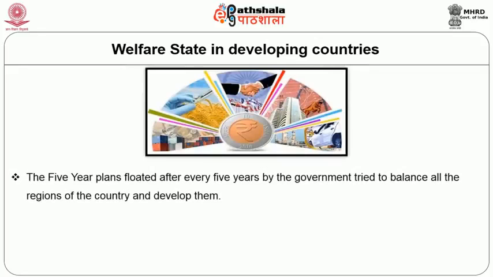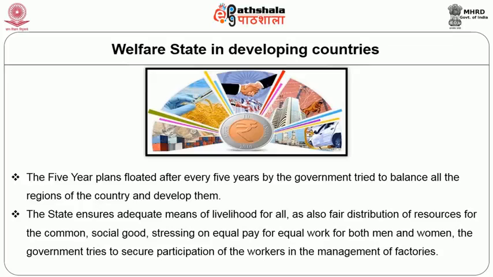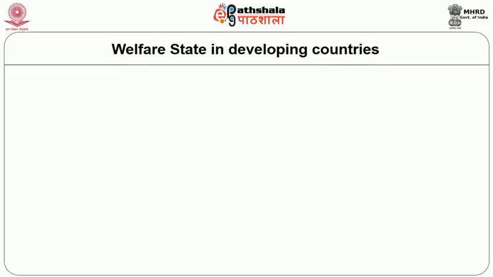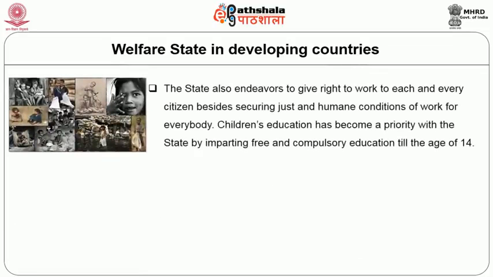The five-year plans, floated after every five years by the government, tried to balance all the regions of the country and develop them. The state ensures adequate means of livelihood for all and also fair distribution of resources for the common social good, stressing on equal pay for equal work for both men and women. The government tries to secure participation of the workers in the management of factories. The state also endeavors to give right to work to each and every citizen besides securing just and humane conditions of work for everybody.